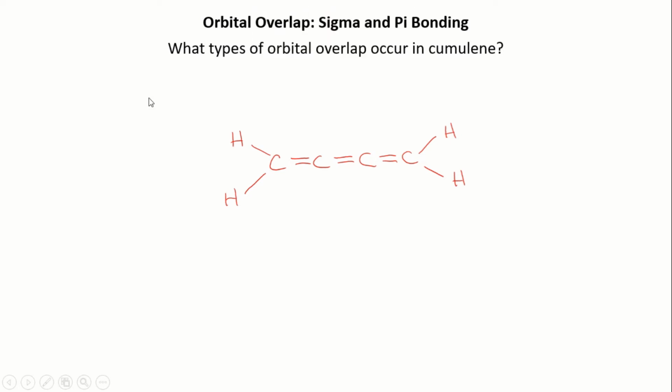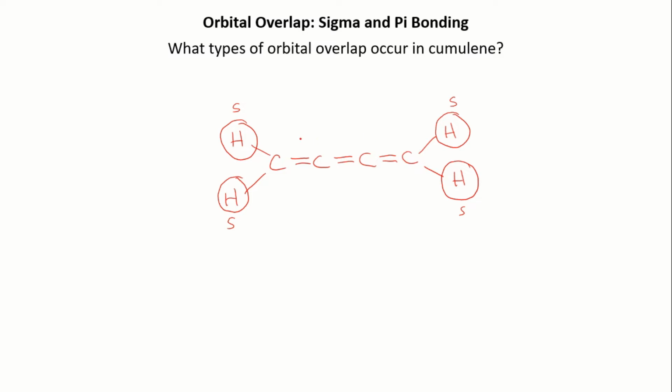The question pertaining to orbital overlap, sigma and pi bonding: which type of orbital overlap occurs in cumulene? So the first thing we need to do, when we look at cumulene, is figure out what orbitals we're using. What's the hybridization of everything involved? When we look at the structure, hydrogen only has one orbital that it can use, and that's the s orbital. So hydrogen, s, s. Hydrogen does not have to hybridize to bond, so these are just all s orbitals.